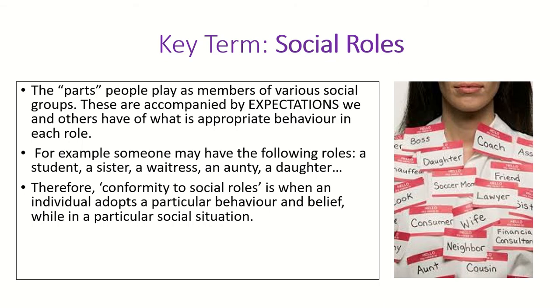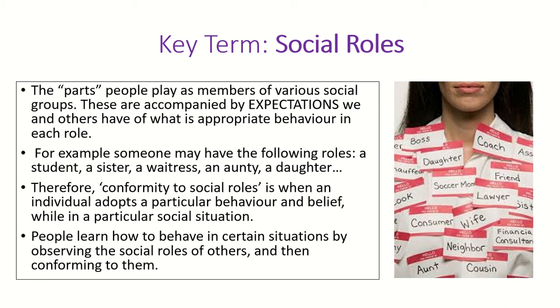When we're thinking about conformity to social roles, this is when an individual adopts a particular behaviour and belief while in a particular social situation. We're going to have a look at this conformity to social roles later on when we go through the Zimbardo study, but conformity to social roles is going along with social roles while in a particular social situation. That could be something like if somebody attends a football match and a fight breaks out, they might conform to the social role of others, a bit of hooliganism. They might conform to that social role and change their behaviour when they're within that group. So that's what we're thinking about today.